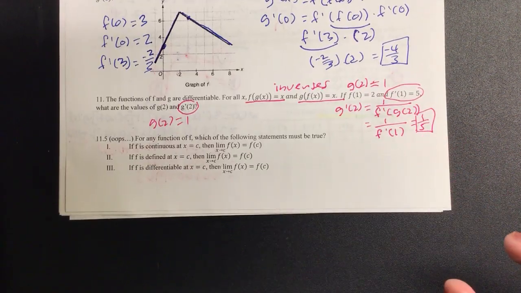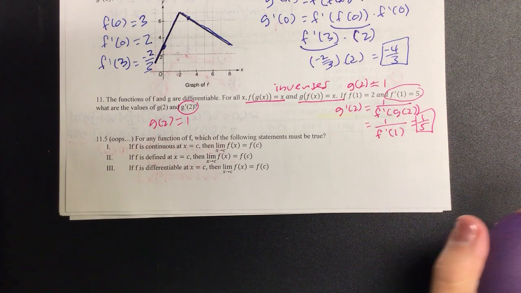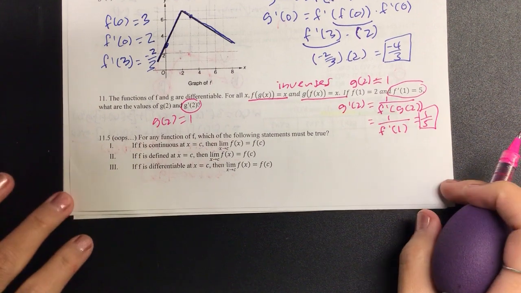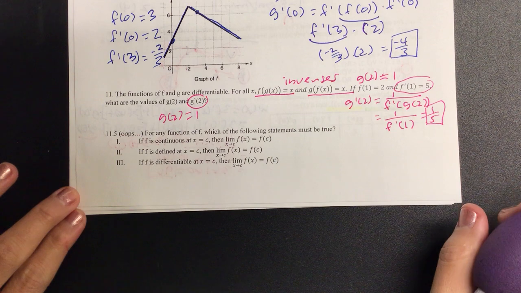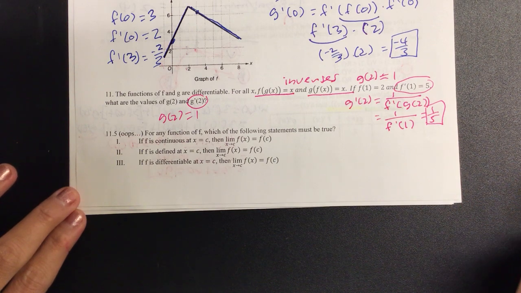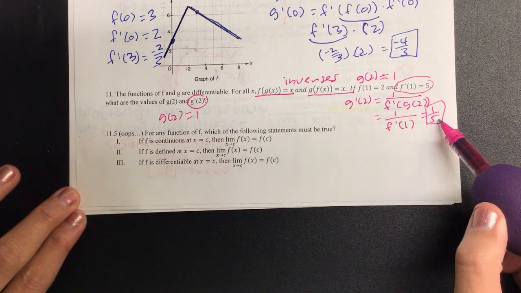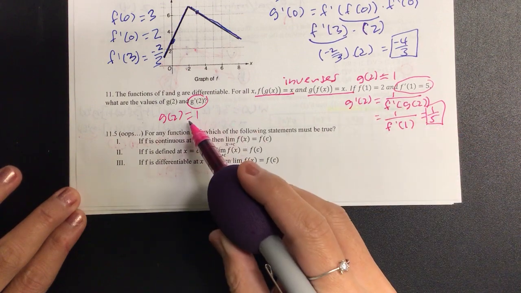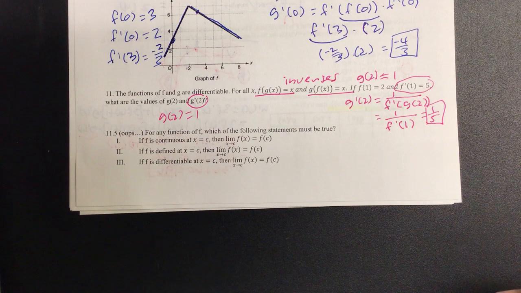Okay, the next one technically should be number 12. It's 11.5. G of 2 and g prime of 2. Well, g prime of 2 is 1/5. G of 2 is 1. Lauren, let's read number 11.5 with the conditions.